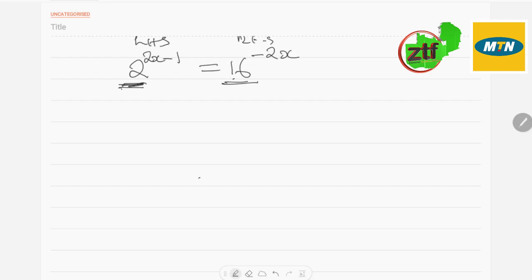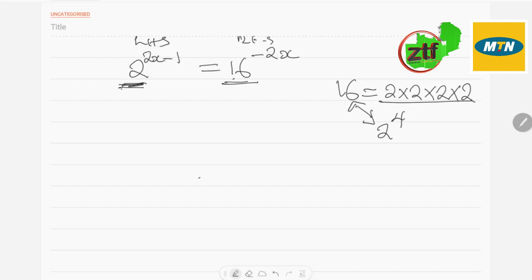So if 16 is expressed in base 2, what is it going to be? Let us try the first prime number, 2. We're saying 2 times 2, that gives us 4. 4 times 2, that gives us 8. And 8 times 2 gives us 16. The short way of writing 2 times 2 times 2 times 2 is simply 2 raised to the power 4. So 16 can be written as 2 raised to power 4.